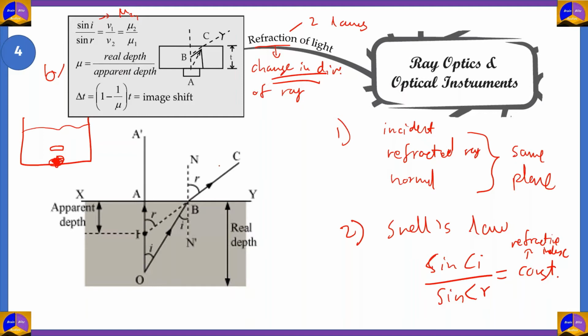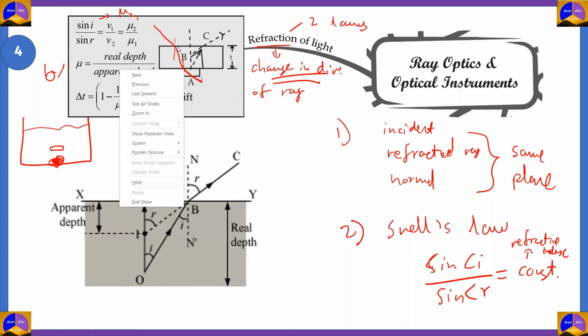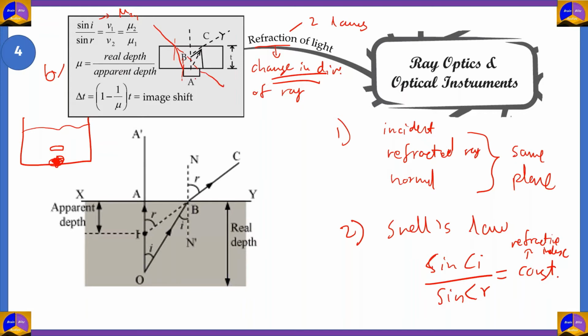Now, when we're using a glass slab, such as in this scenario, the ray enters from one medium, travels and refracts in the second medium, and then finally goes out into the same medium. However, the first and the last rays have a shift in between them. This is called the image shift or the lateral shift. And this lateral shift can be written as delta t is equal to 1 minus 1 by u times thickness.